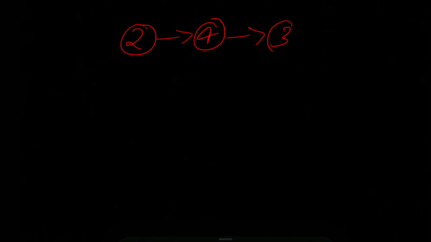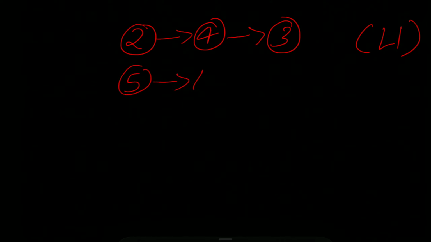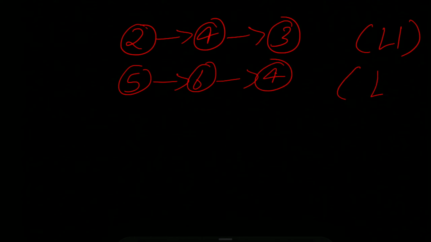So now let's see how to solve this problem. It's a comparatively easy problem to solve. Let me just take the example that they took. So basically 2, then 4, and then 3. This will be our L1, our linked list number 1. And the second linked list they gave is 5, 6, and 4. This will be our linked list number 2.